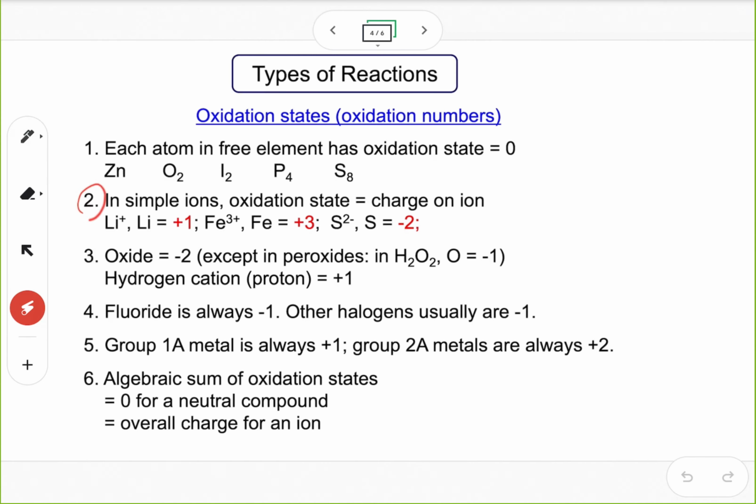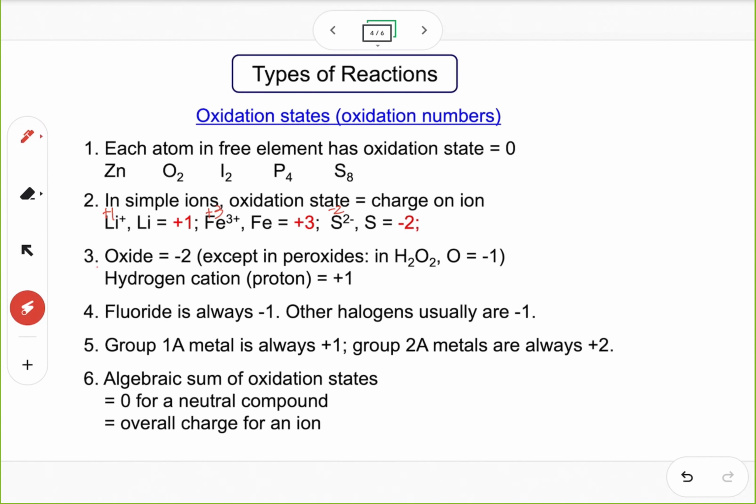So the oxidation state of all of them will be 0. Now, rule number 2: in simple ions, the oxidation state equals the charge on the ion. We know this already based on the discussion on the previous slide. For instance, Li+, the oxidation state of lithium would be +1. Fe3+, then the oxidation state would be +3. For S2-, since the charge is 2-, sulfur is going to be -2, iron +3, and lithium +1. So this is rule number 2.